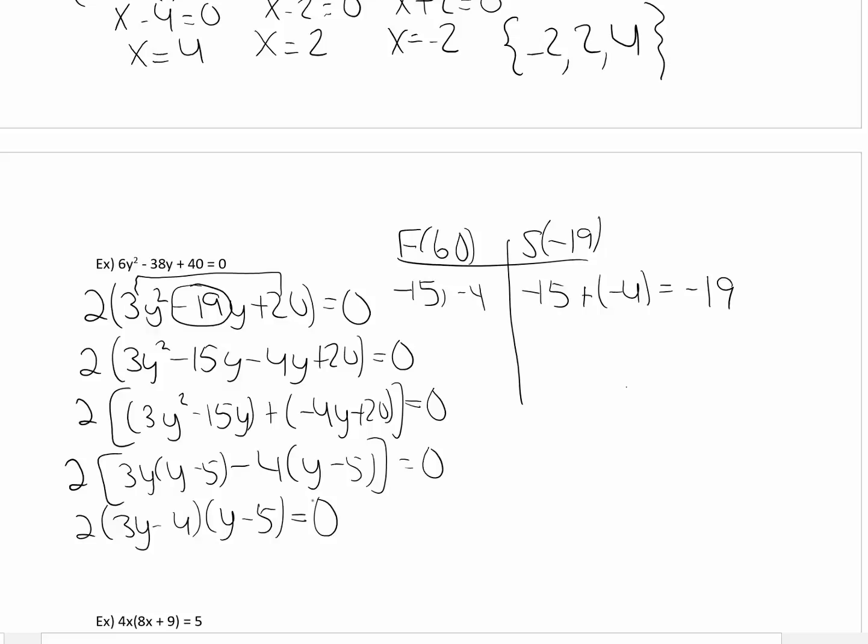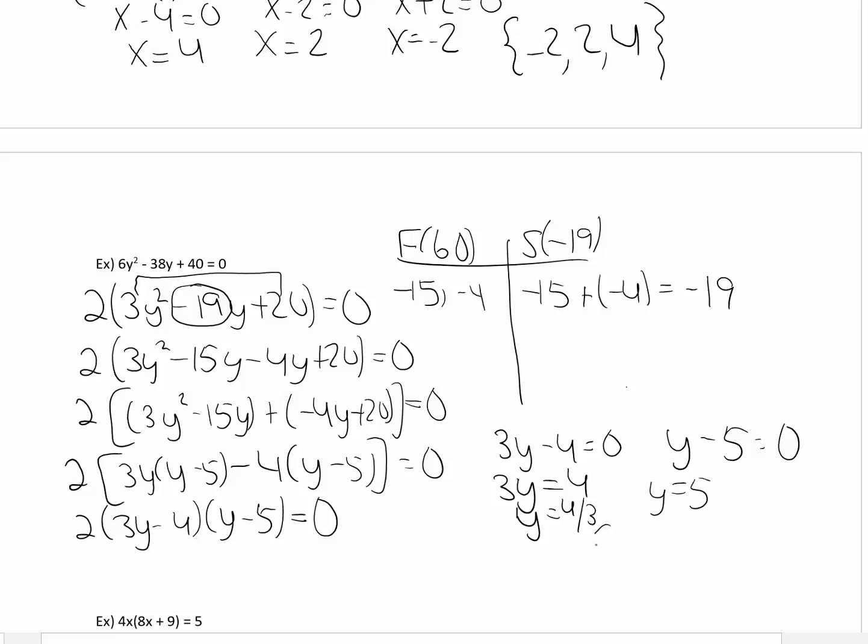So now I want to take every factor that contains a variable and set it equal to 0. So 2 equal to 0 does not make sense, but the other factors contain variables, so I'll set each of those equal to 0. So my two solutions here are 4/3 and 5. You should verify on your own that both of these are actually solutions to this equation.